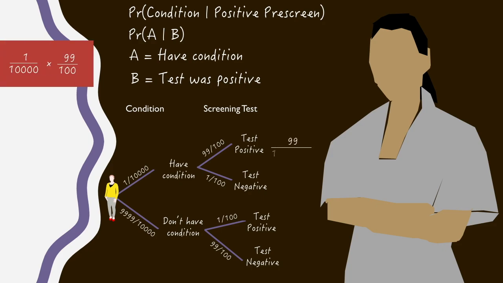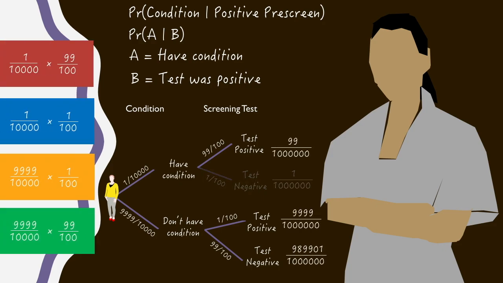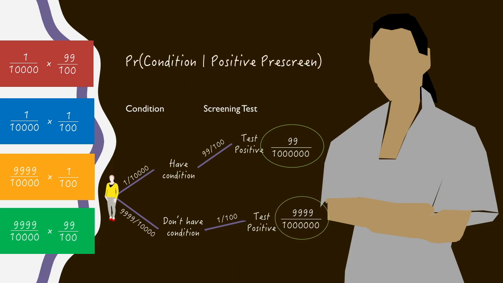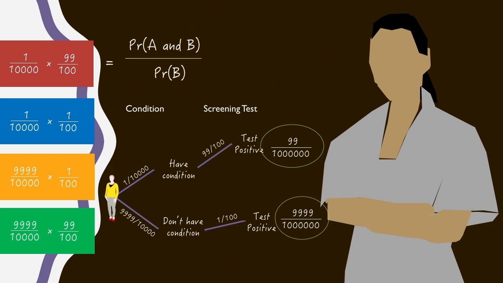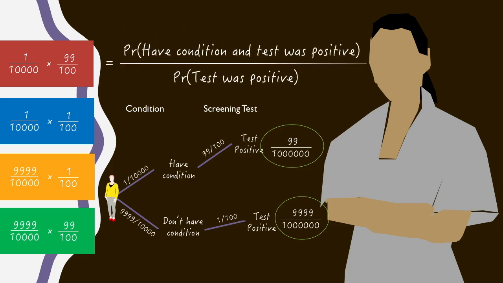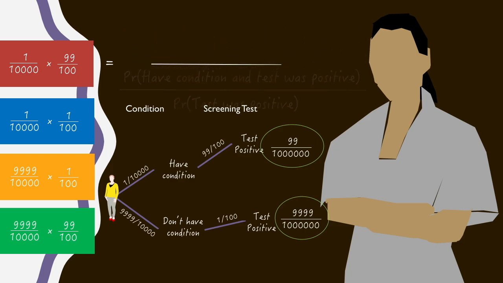So multiplying these probabilities through, we can work out what proportion of those that tested positive to the screening test actually have the condition. And we can see that because there are so many false positives, the likelihood of you actually having the condition, given only that you've tested positive, is less than 1%. This might seem counterintuitive, but remember that there is only a 1 in 10,000 chance of having the condition. So this updated probability actually represents a 100-fold increase.